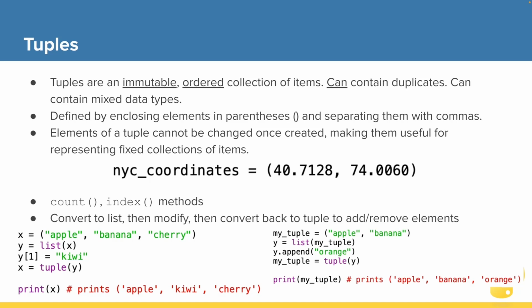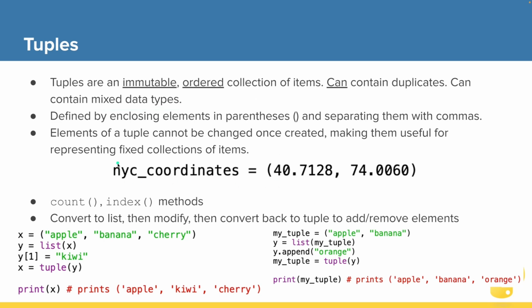Tuples are a data type we will definitely encounter in our Python programming journey, whether we perhaps recognize it or not. So let's spend some time talking about tuples. They are an immutable, in other words, unchangeable, ordered collection of items. They can contain duplicates, and they can also contain mixed data types. So they will preserve the order.